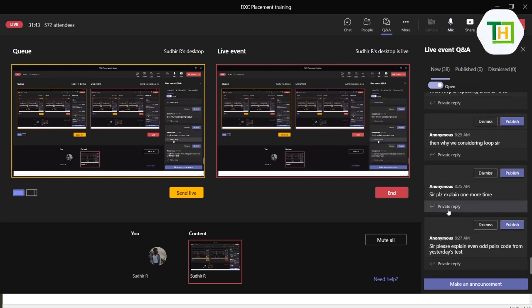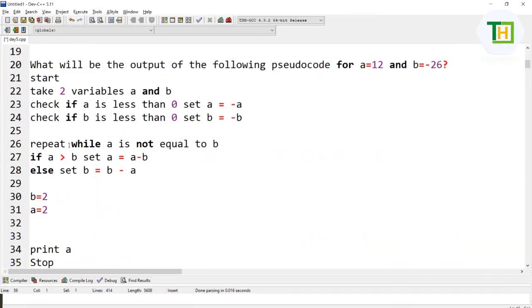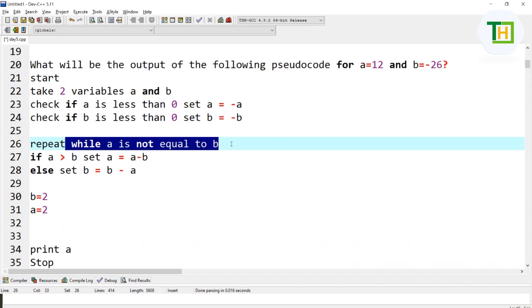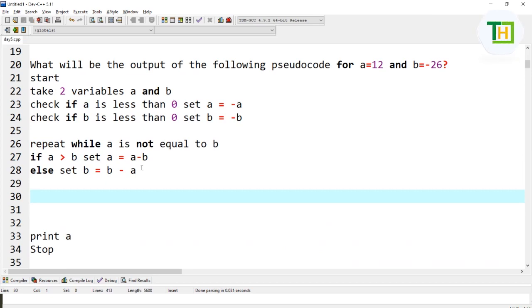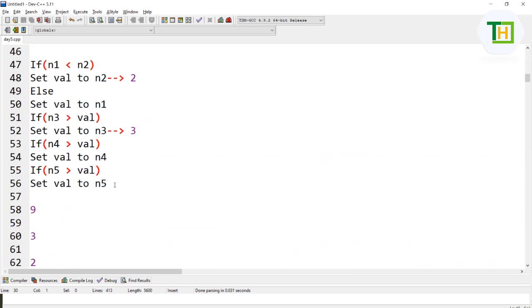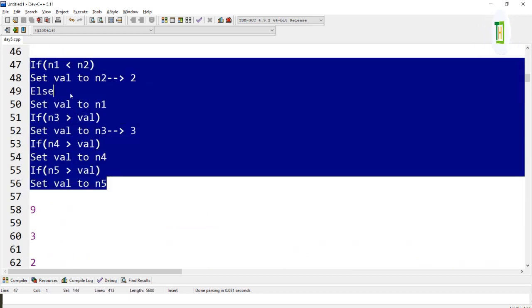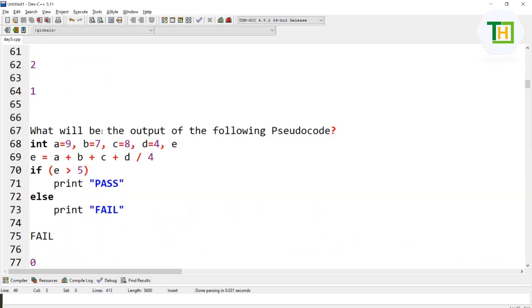Why are we considering a while loop here? Here there is a while loop, right? That's why I am considering that. Here there are only if statements. That's why I'm going to write if here.